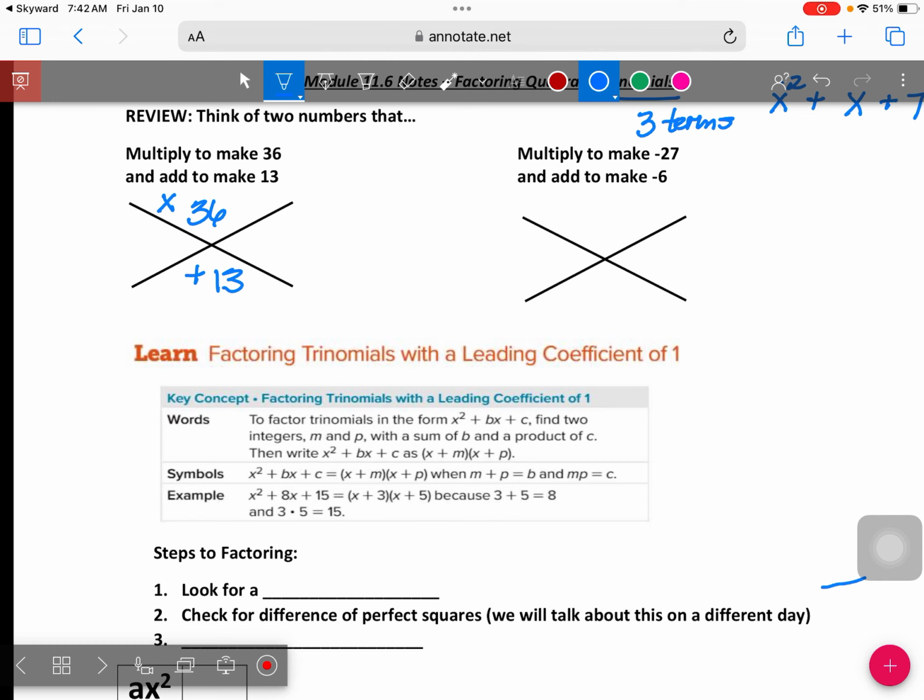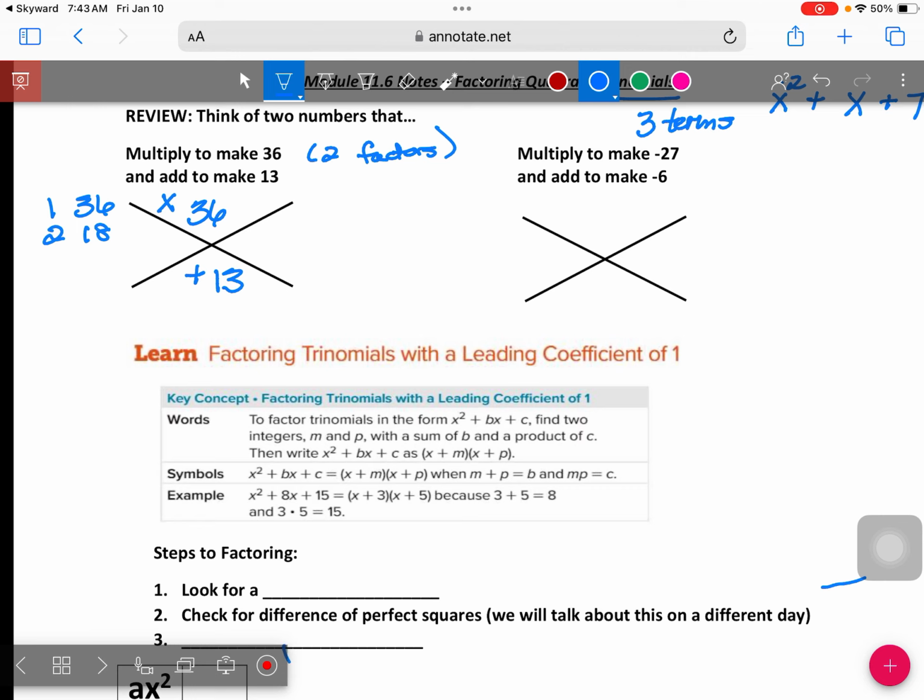So think of 2 factors that multiply to give you 36, but when you add them together, you get 13. Can anybody think of what those factors would be? How about 1 and 36? Does that work? Does 1 plus 36 give you 13? No. So then you have 2 and 18. Does that add up to 13? Come on, people. 2 and 18. Does that add to give you 13?